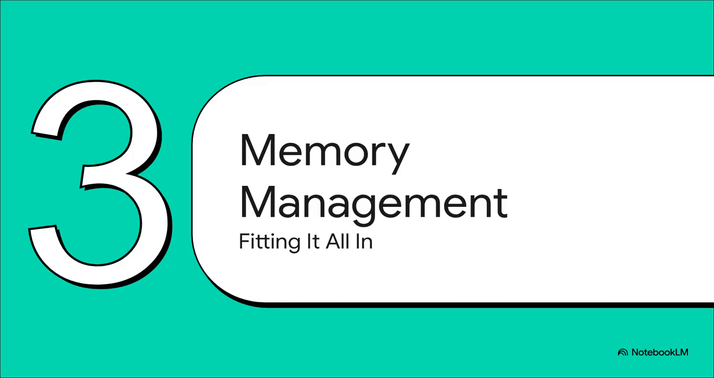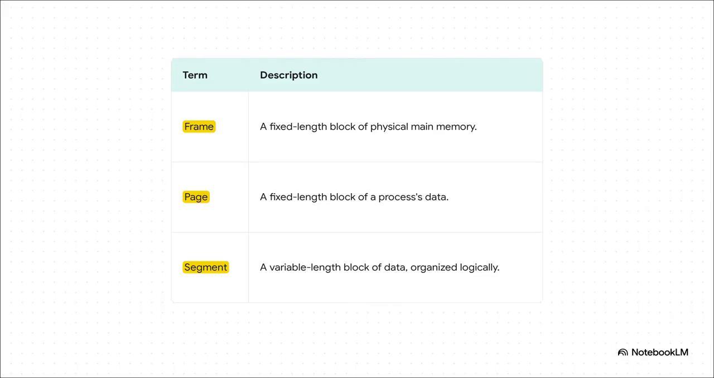Okay, so we know how the OS manages jobs and decides who gets the CPU. But where do all these processes actually live? That brings us to our final core topic, memory management. First, let's just nail down some key terms you have to know. Our physical RAM is divided into fixed-size chunks called frames. A process's data and code are also broken into chunks. If those chunks are fixed size, we call them pages. If they're different sizes and organized by what they do, like a block of code or a block of data, we call them segments. These are the fundamental building blocks.